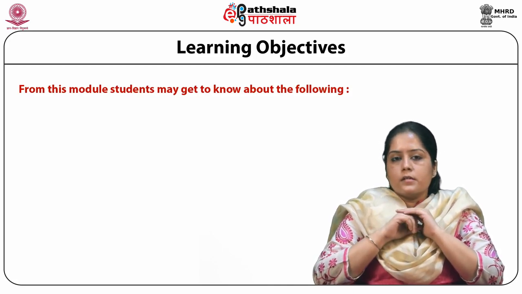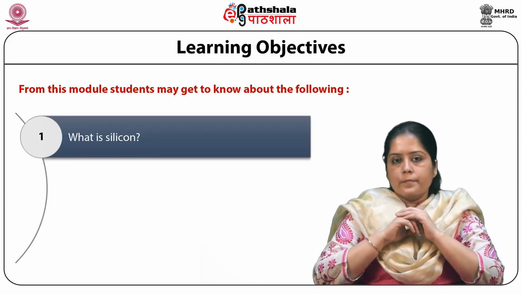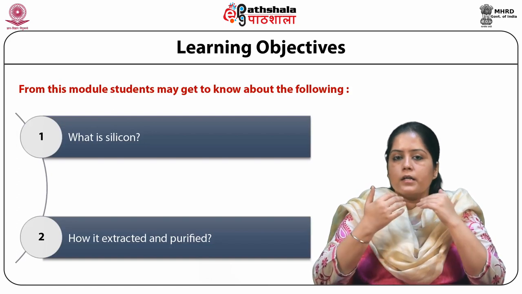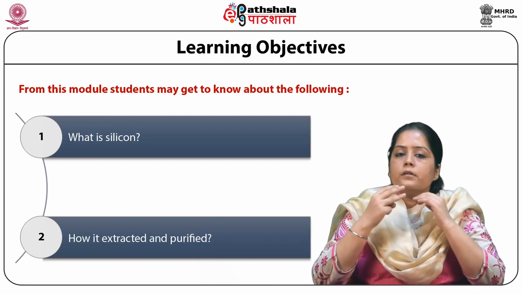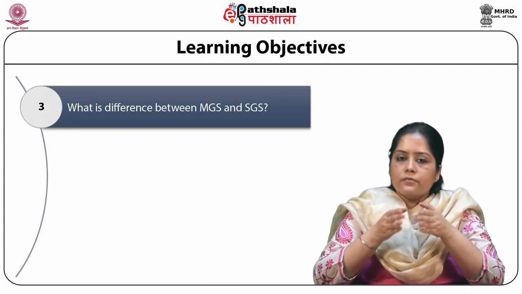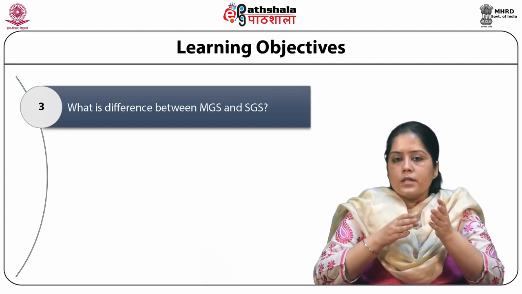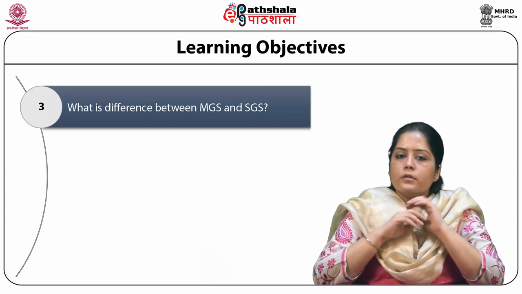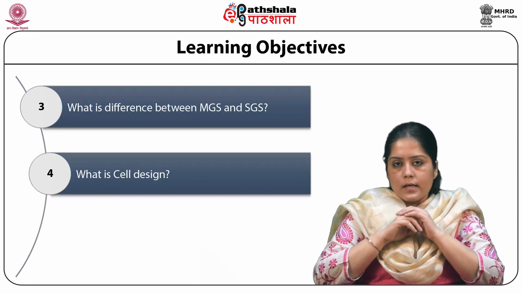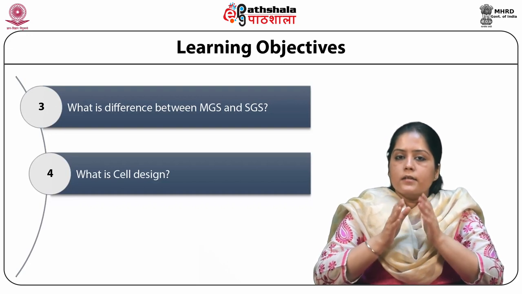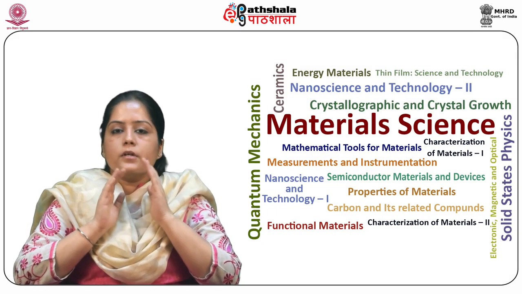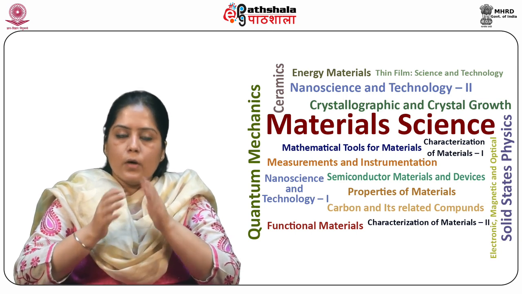First, we will discuss what silicon is. Second, how it is extracted and purified. Third, what is the difference between MGS and SGS. Fourth, what is cell design? Lastly, we will discuss what a cell module is. Let us start with a brief introduction about the module.